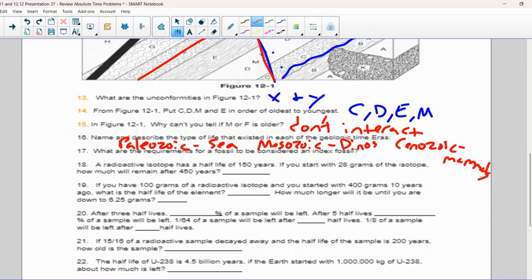So then number 18, a radioactive isotope has a half-life of 150 years. You start with 28 grams of the isotope. How much will remain after 450 years?